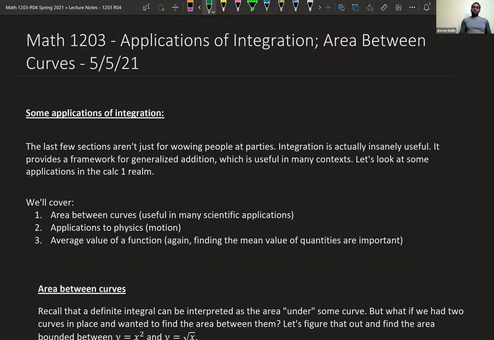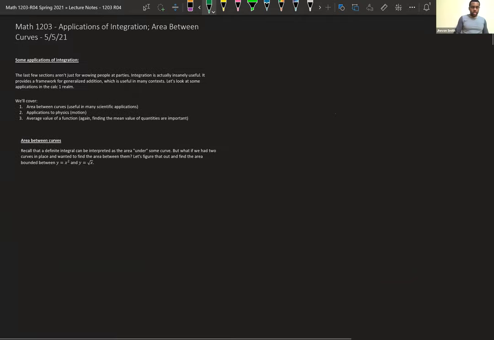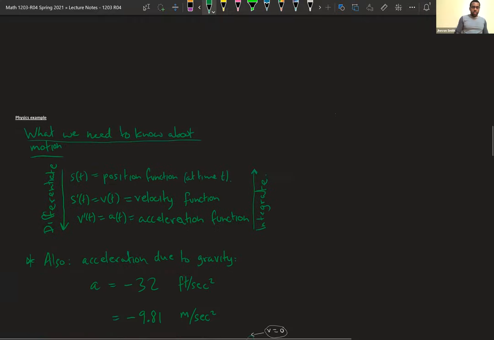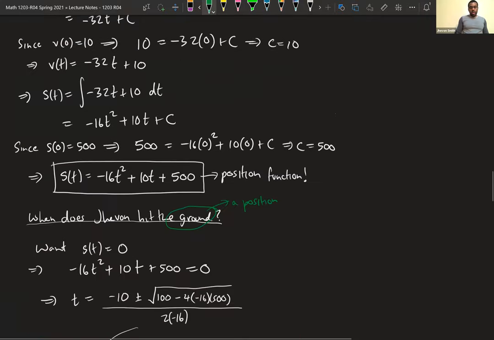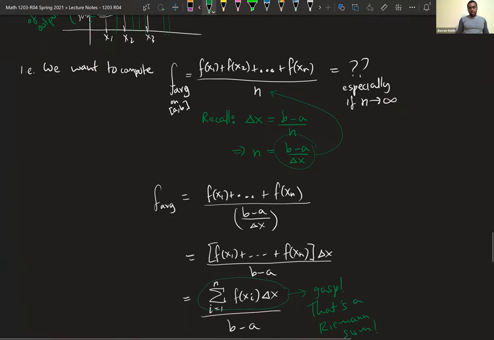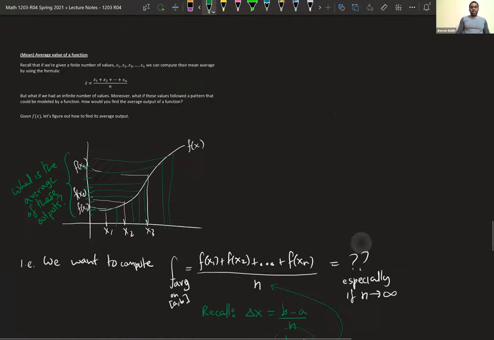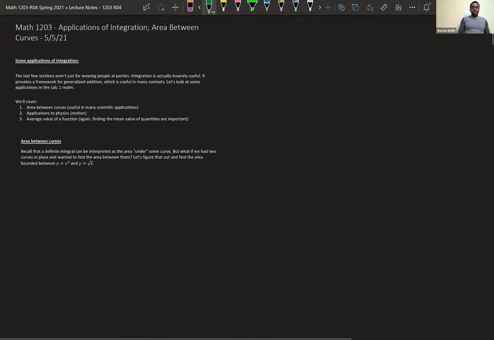...is error between curves. Now, there are a few applications here, and usually I talk about several of them, but this semester I'm just sticking to the one that we really care about, just error between curves. I have notes about some of the other applications, but it's just a matter of interest. You don't have to know that. So I'll talk about just error between curves.